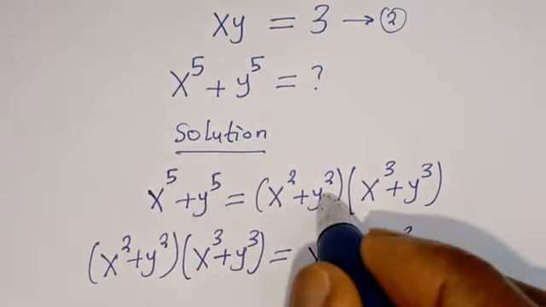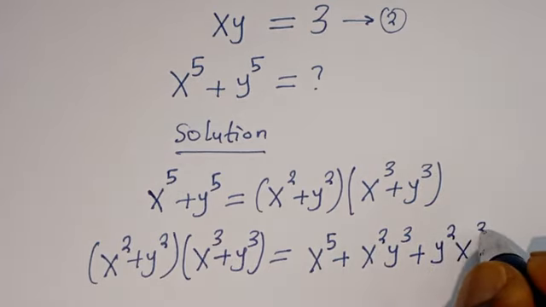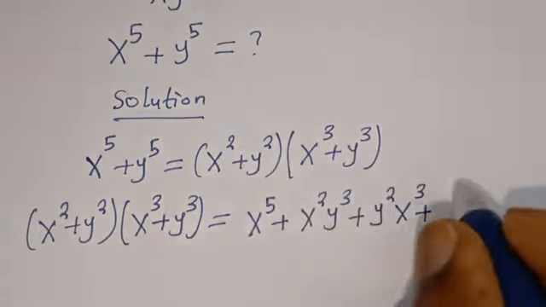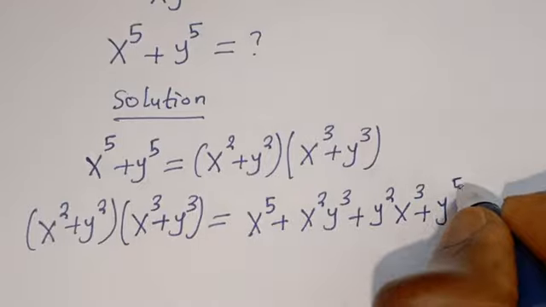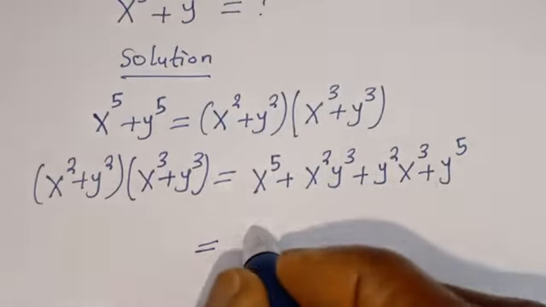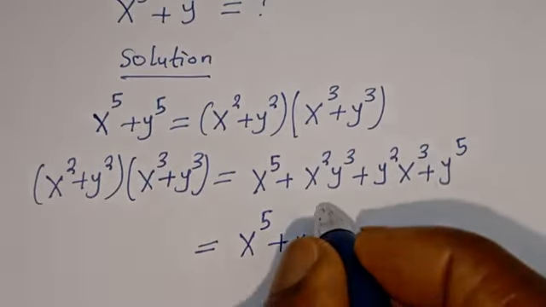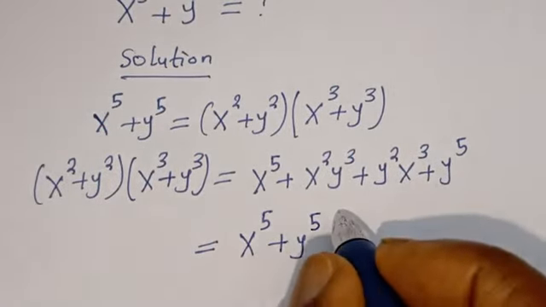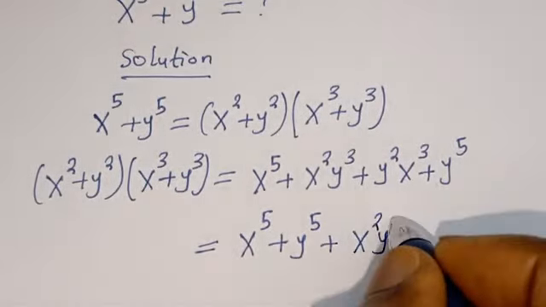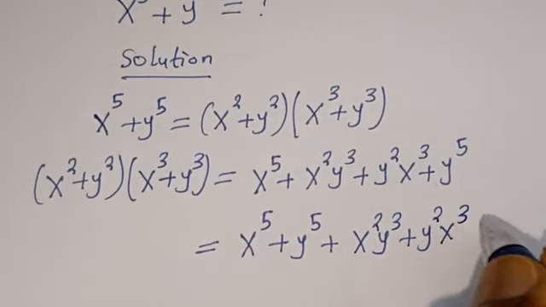Then plus y square multiplied by x to the power of 3. This is y square x to the power of 3, plus y square multiplied by y to the power of 3. This is y to the power of 5. Then this is equal to, here we have x to the power of 5 plus y to the power of 5 plus, here we have x square y to the power of 3 plus y square x to the power of 3.